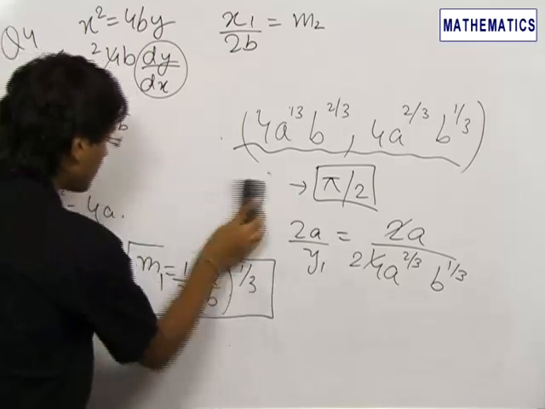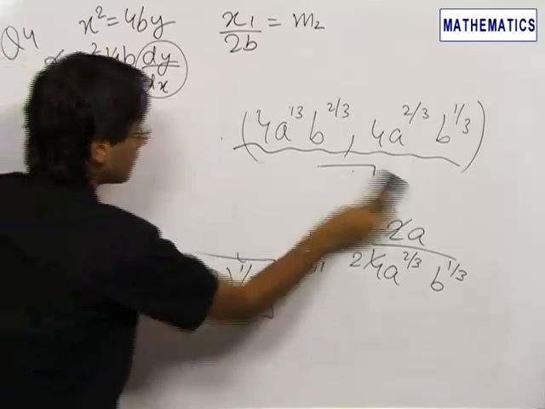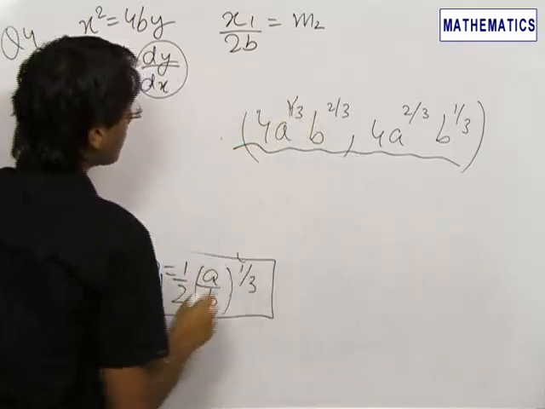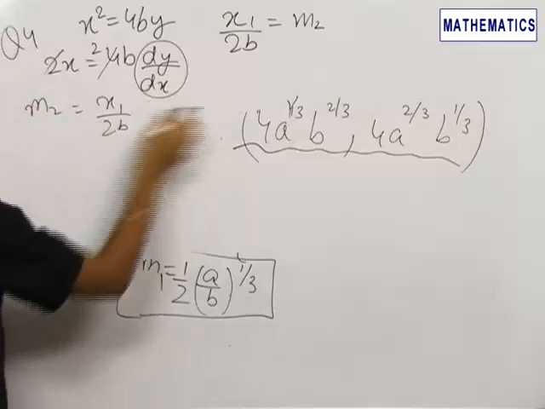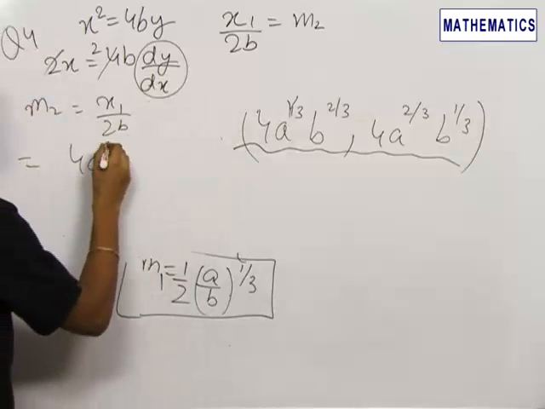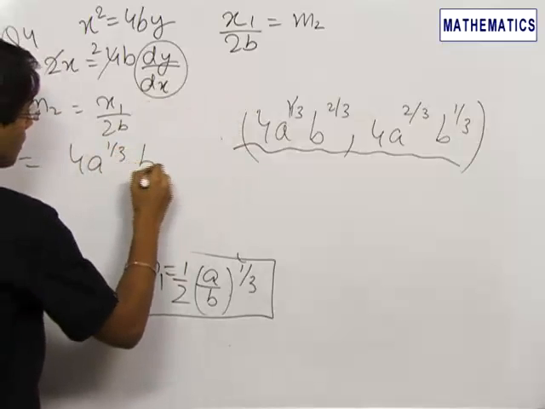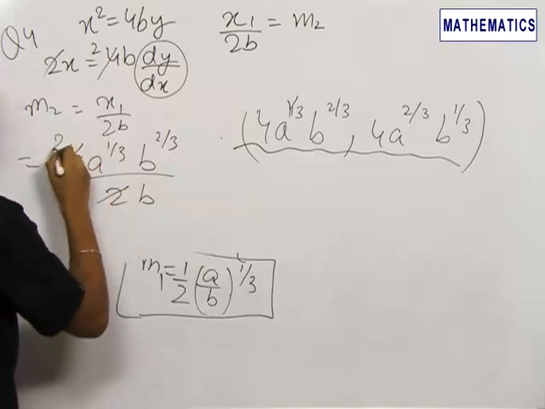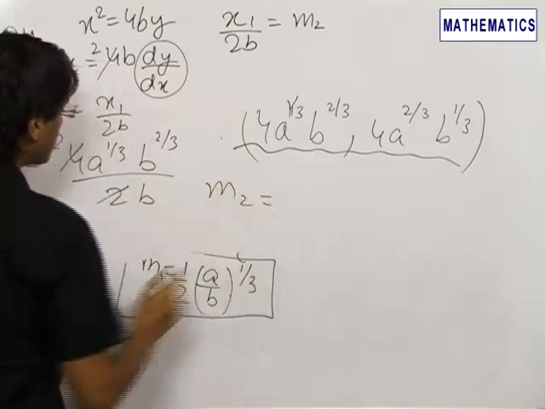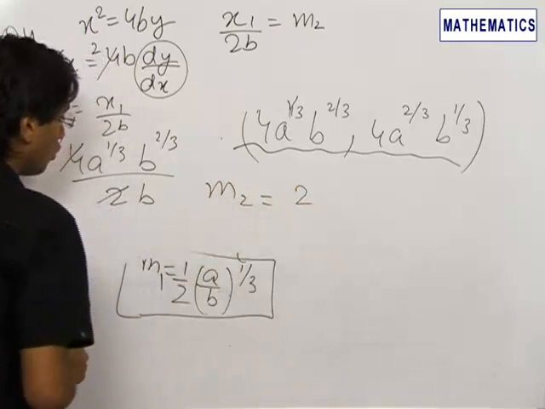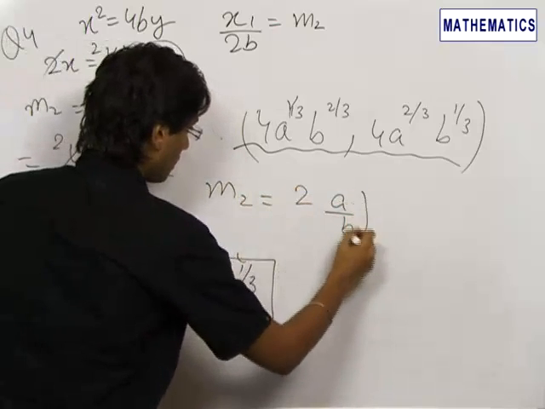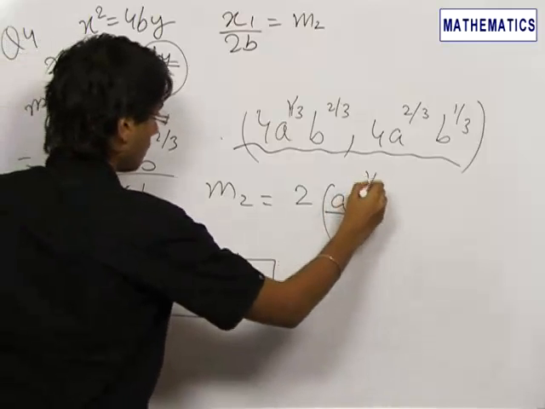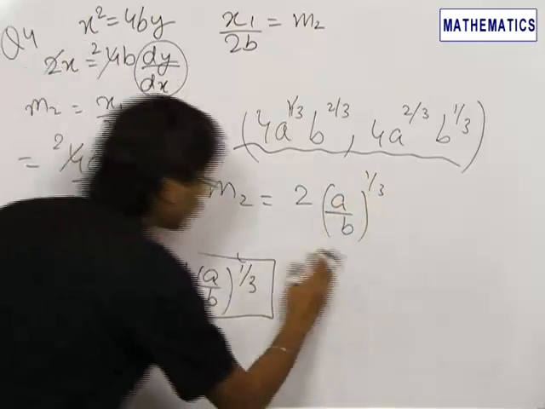And we know the point of intersection, the x coordinate is given to be 4a^(1/3) b^(2/3), hence putting x as this, we get 4a^(1/3) b^(2/3) upon 2b. This gives slope m2 as 2 (a upon b) power 1 by 3.